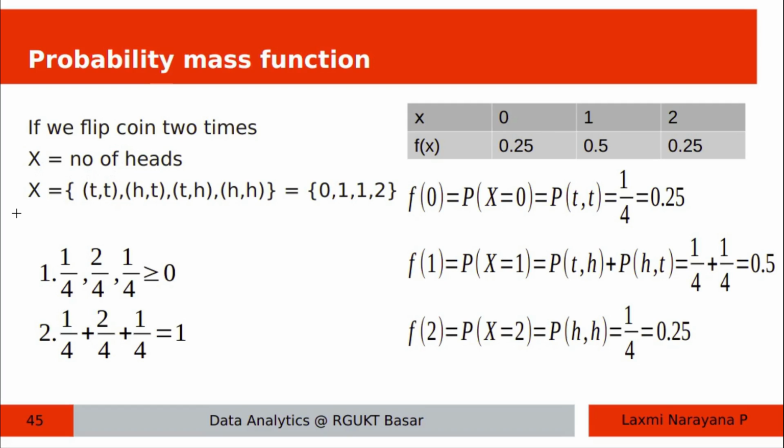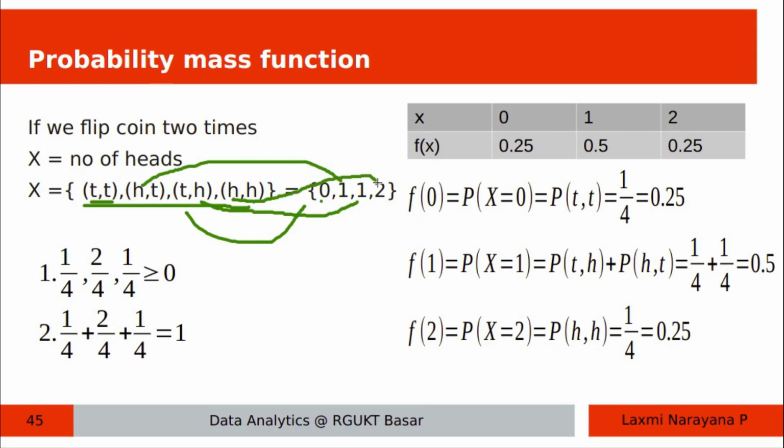The sample space is tt, ht, th and hh. Our random variable maps the sample space into some real numbers. Here the number of heads will be 0 for tt, so 0. Here one head is there, and here one head is there, and here two heads are there. So this random variable maps the sample space into some real numbers.